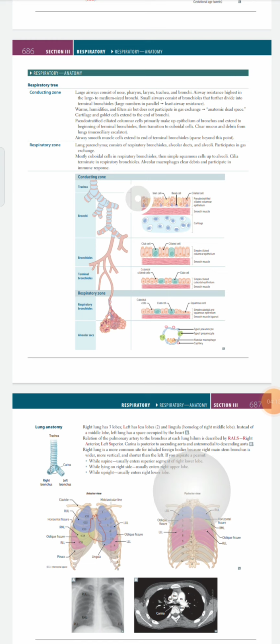Second thing we will discuss: from the respiratory bronchioles, they bud off the alveolar ducts, which ultimately terminate into the alveolar sacs. Basically, this portion is responsible for the gaseous exchange of O2 and carbon dioxide.